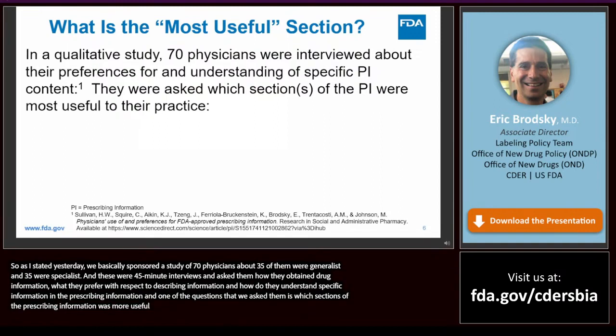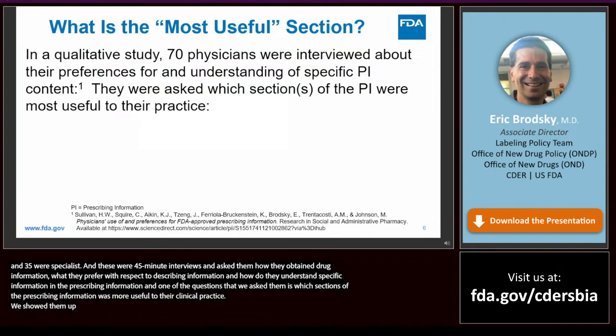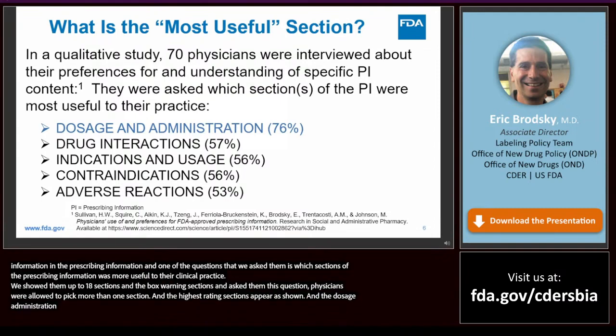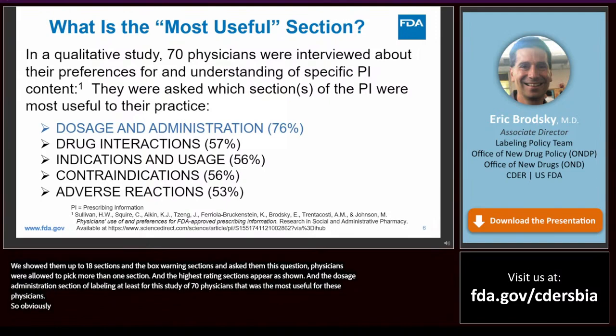Now, we showed them all up to 18 sections, the 17 sections and the boxed warning section, and we asked them this question. Physicians were allowed to pick more than one section. The highest rating sections appear as shown. And the dosage and administration section of labeling, at least for this study of 70 physicians, was the most useful for these physicians. So obviously, the dosage and administration section is an important section for healthcare practitioners.